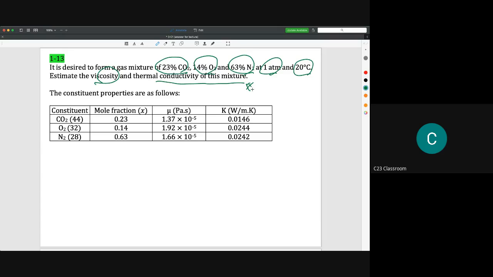Okay, so this table is actually the value of mu for each single gas. We have carbon dioxide with molecular mass 44, oxygen 32, and nitrogen 28. This is the mole fraction, meaning the percentage of each one. And then we have their own dynamic viscosity, and this is the thermal conductivity for each gas. Right.